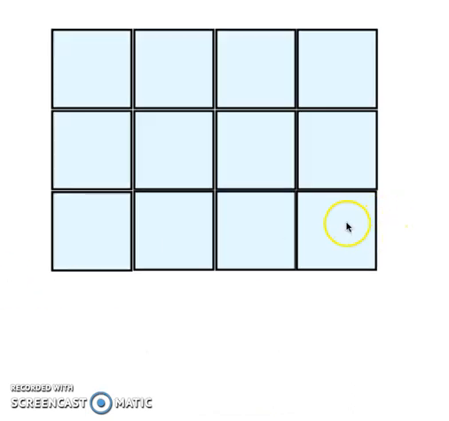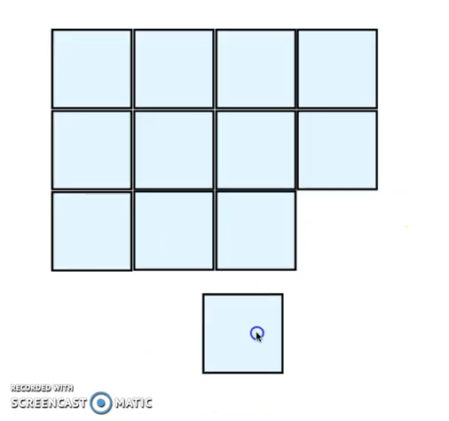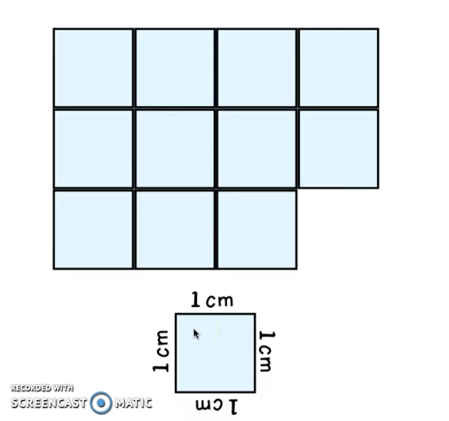If we take one of those 12 squares and measure each of its 4 sides, each side would measure 1 centimeter. Each of the squares in this rectangle has 4 sides that are 1 centimeter long. Those 4 sides make up 1 square centimeter, or 1 centimeter squared.